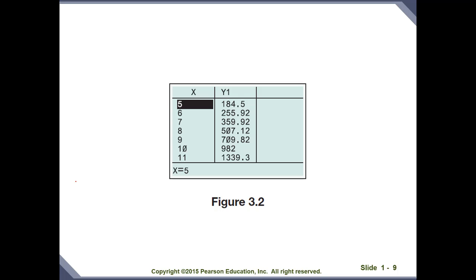And this output screen specifically is from example number 11 on page 121 of your textbook. It asks you to use the table feature of a graphing calculator to find the projected sales of the company in the previous example for the next 10 years. So here we would see years 5, 6, 7, 8, 9, 10, as well as 11, which is outside what we're being asked to find.